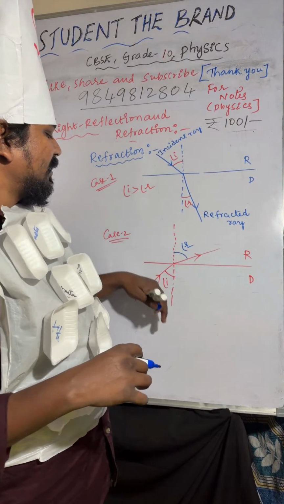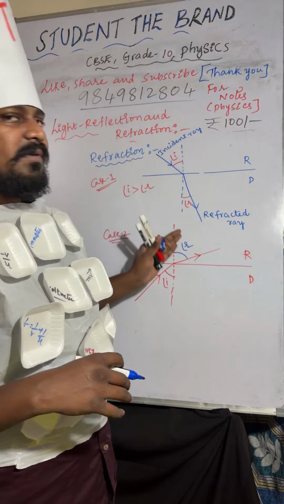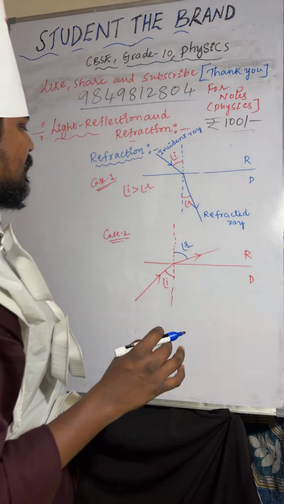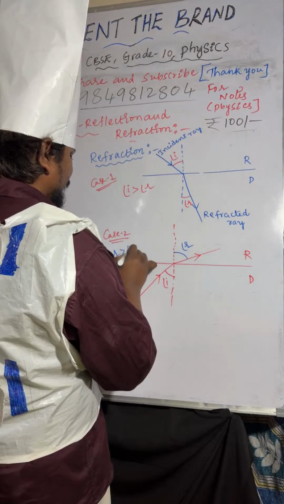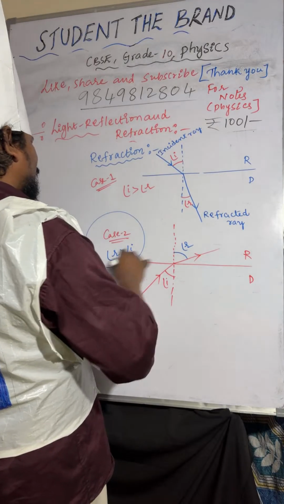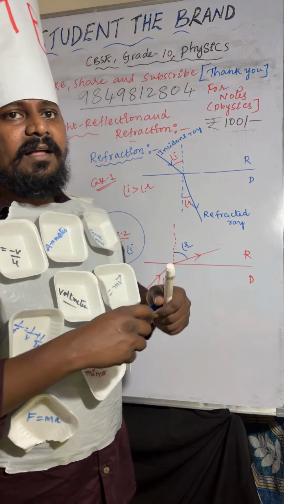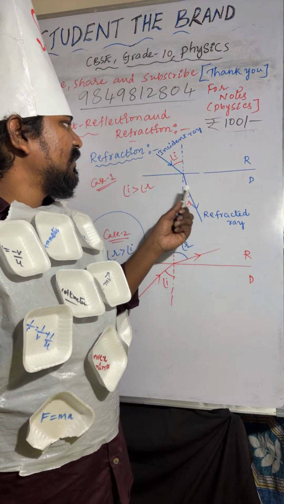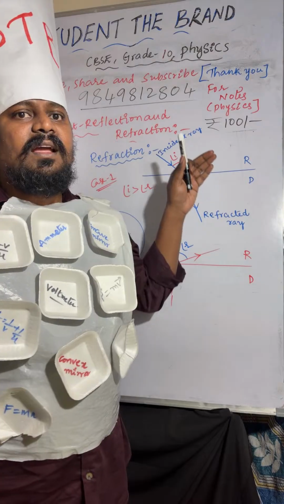The angle between the incident ray and the normal line is called the angle of incidence. The angle between the refracted ray and the normal line is called the angle of refraction. Now in this case, the angle of refraction is greater than the angle of incidence. Why? Here you can observe the path of the light changes, and at the interface of the two media, it changes its path.